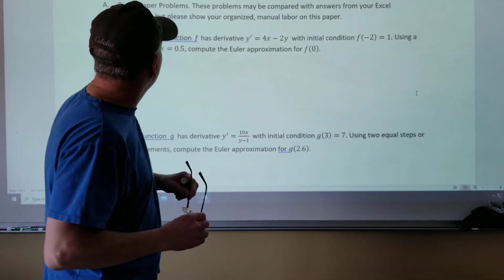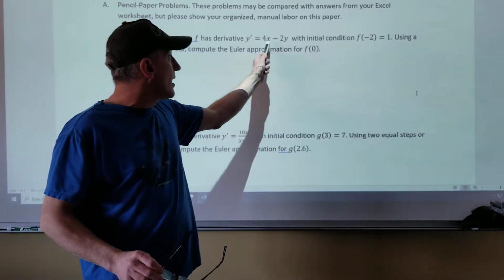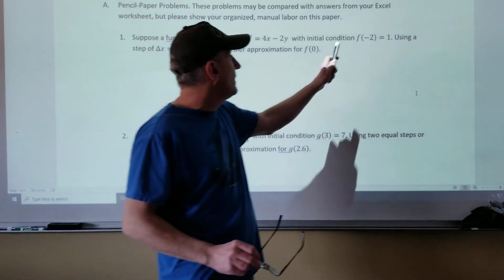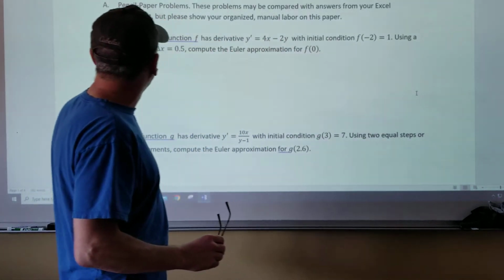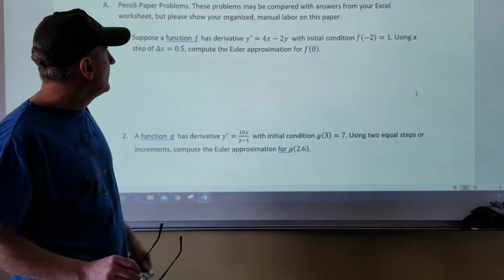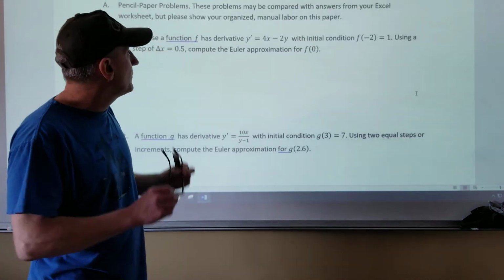Anyway, first problem. Suppose a function f has a derivative y prime equals 4x minus 2y. It's got an initial condition, f of negative 2 equals 1. Our job, using a step of delta x equals 0.5, is to compute the Euler approximation for f of 0.